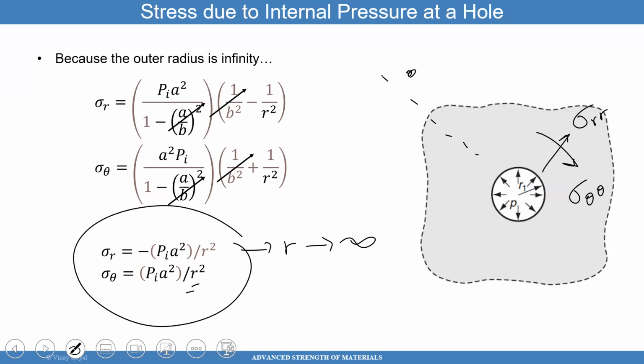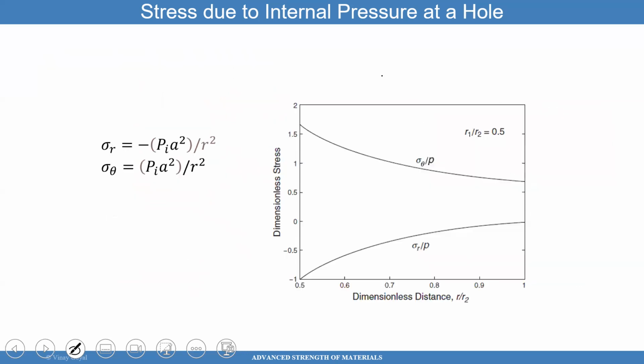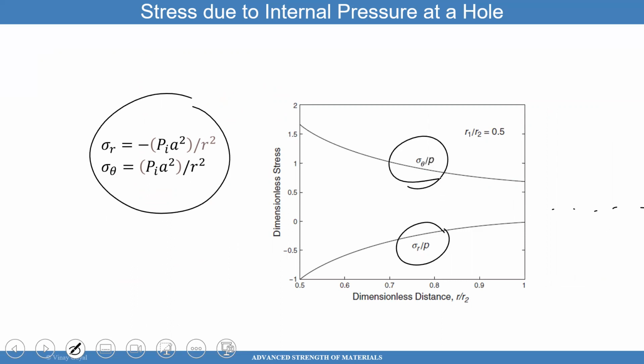I plotted that stress so you can see what happens. I did it dimensionally, but you can see how it's dropping to 0 as you move away from the hole. Both stress states are given here: that's sigma_r and that's sigma_theta, and you can see how they're dying out as you go away.